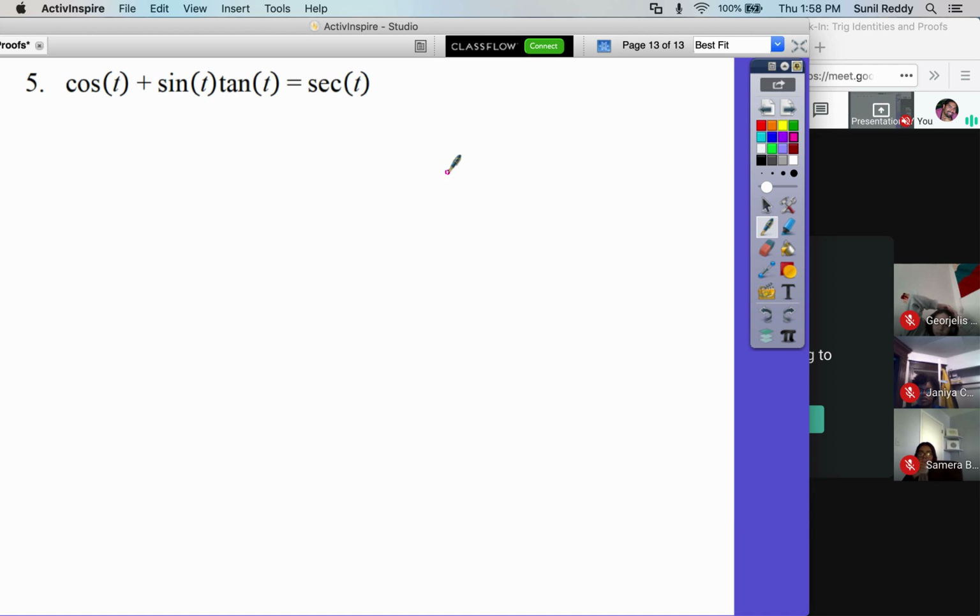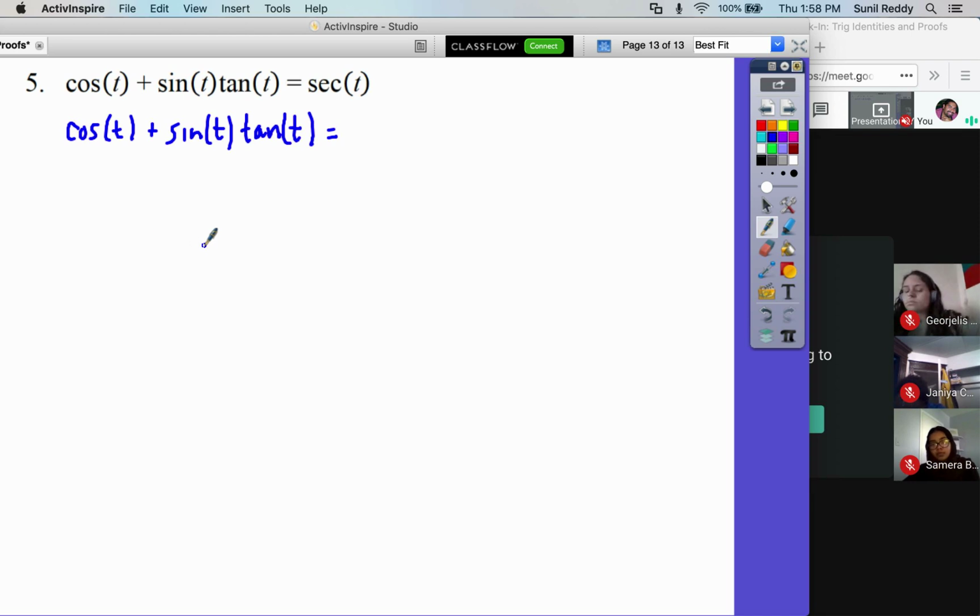All right, this last one, 2 minutes left if I keep to a normal hour-long class. So again, cosine of t plus sine t tangent t. And I'm just using different variables just so you guys don't always have to use theta or x or whatever. So here I have two expressions. I know that my goal is to turn it into a single expression. So I need to fuse these things together somehow.